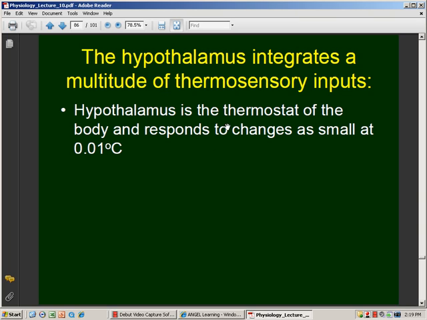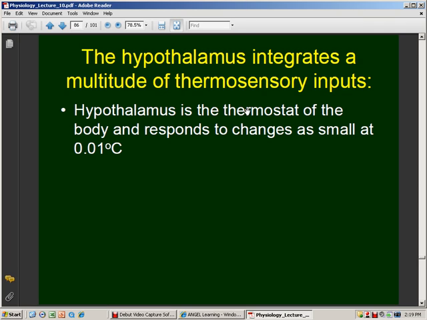All right, so the hypothalamus. Hypothalamus integrates a multitude of thermosensory inputs. It's not just the sensors in the hypothalamus, it's also sensors in your core. So the hypothalamus is the primary thermostat, and it's regulating everything body temperature around you. Even your skin. So if your skin gets cold, what's interesting is what's it do to the blood vessels in your skin?